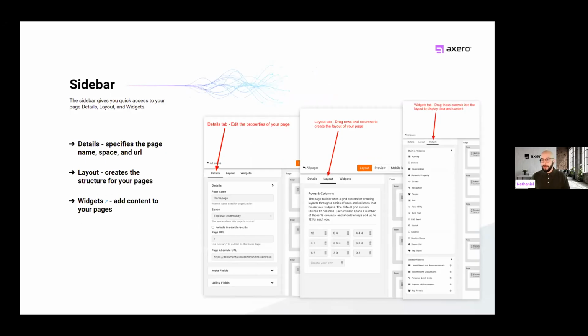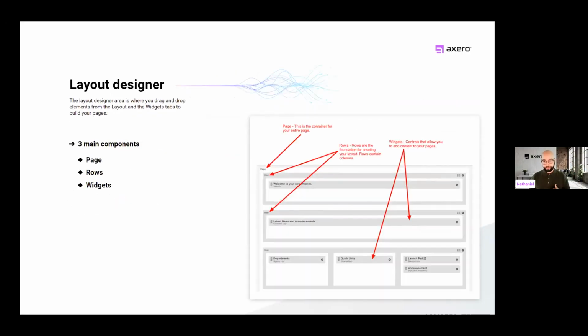There we go. Okay. And then in the sidebar, the last tab is going to be your widgets, and that's where you're going to find all of the different elements that you can drag and drop onto the page.